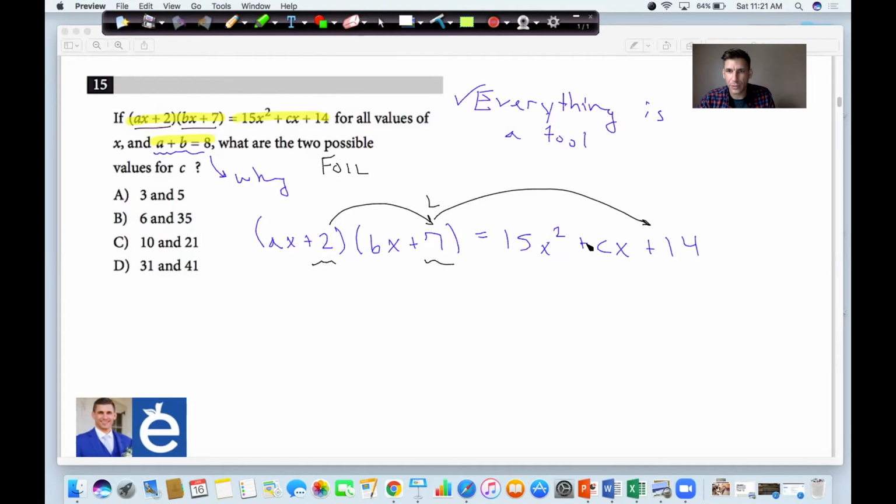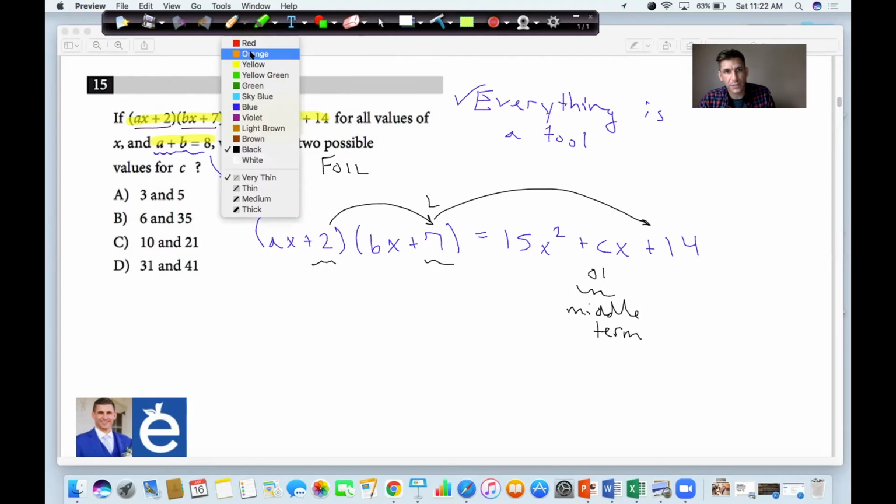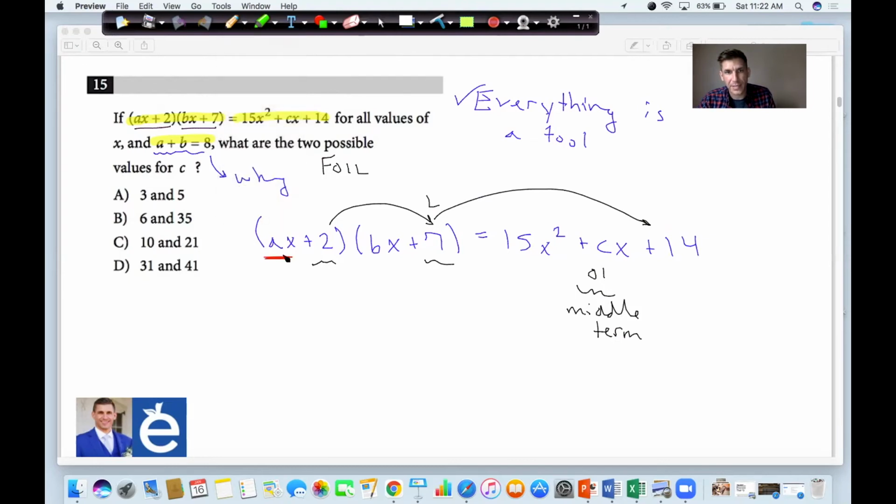Your outer and your inner will combine and give you your middle term, which is what they want you to figure out. And then your first should be, just FOILing 101, ax times bx, which should give you 15x squared. So I know that ax multiplied by bx is going to give me 15x squared.